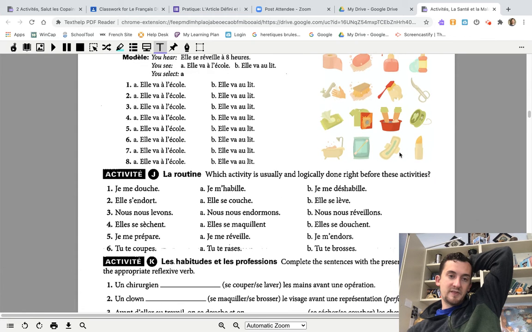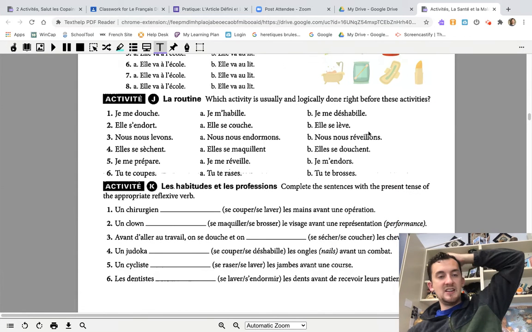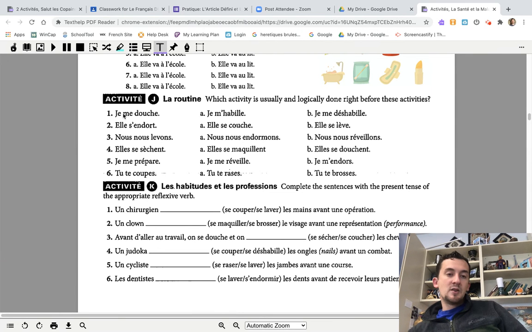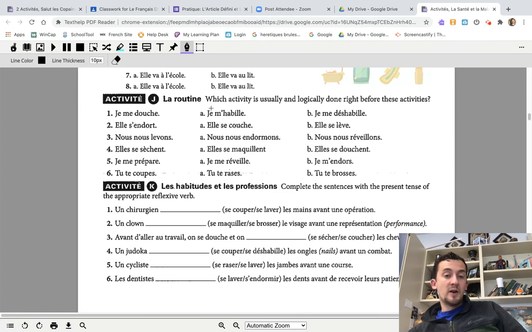When it comes to reflexive verbs, activité J, la routine. Which activity is usually and logically done right before these activities? So number one, it says je me douche. What happens before? Est-ce que je m'habille ou est-ce que je me déshabille? Well, one of those is going to get you quite wet and not set you up for a nice day. So je ne m'habille pas avant de me doucher. D'accord? Je me déshabille avant de me doucher.